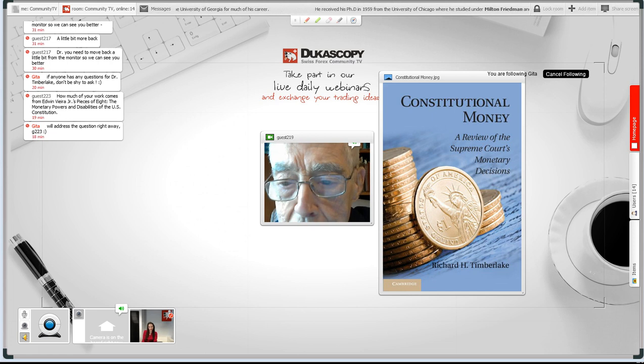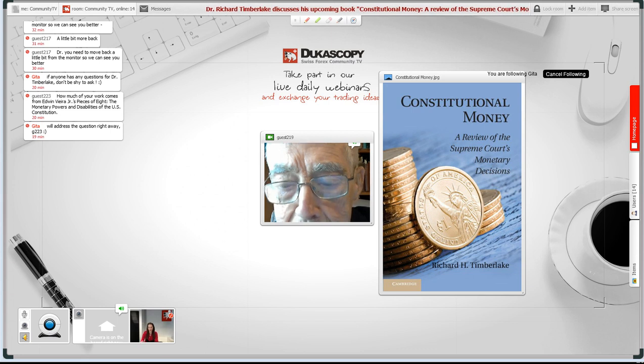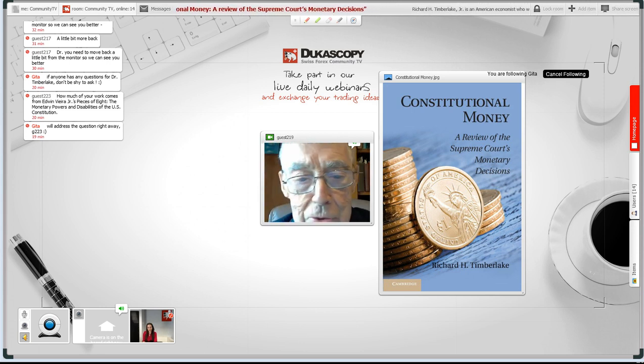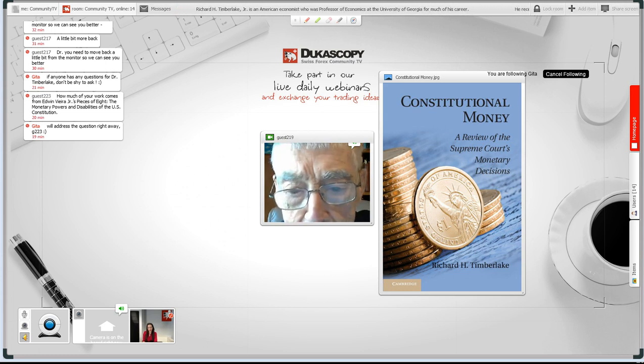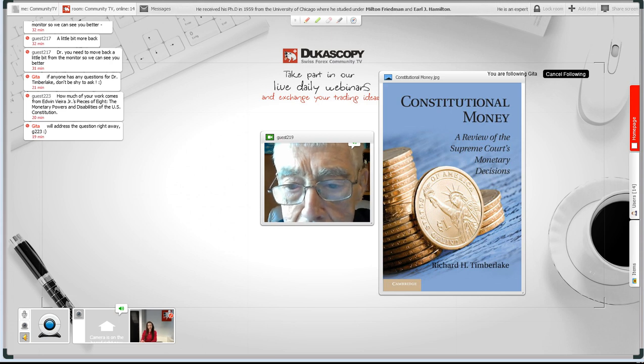Prior to the greenback cases in the early 1870s, that is from the time the Constitution was ratified in 1789 to 1870, which is almost 90 years, no one ever thought that anything but gold and silver would be the basis for a monetary system. The idea of unrestrained paper money was completely alien to everybody in the United States. But the political pressures that resulted from the Civil War changed that, and I can't go into all the details, but I have them in the book. So if one wants to, one can find it out.